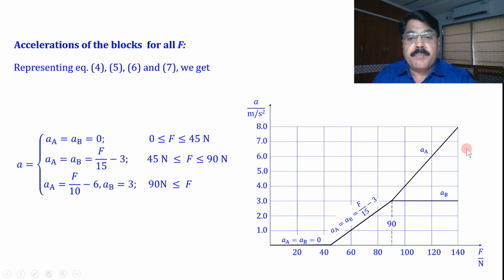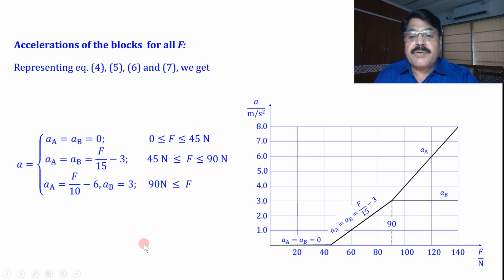Even for that you have to find this value, 45 and 90. You know that at 45 sliding at the floor will initiate, and at 90 sliding between the blocks initiates. So the value is given, 6 Newton. So you have to use this equation.